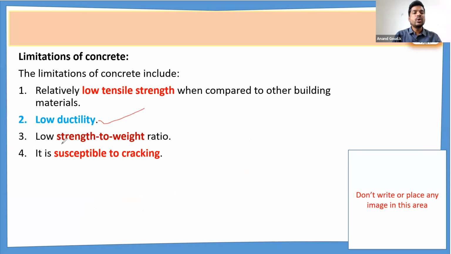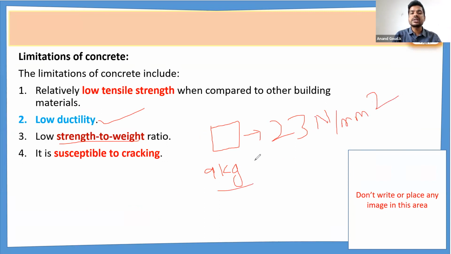And next one, low strength to weight ratio. So compared to other materials, suppose I have manufactured one cube which is having 9 kgs of weight. Just approximately assume it as 9 kgs. And if you compare the strength of this particular 9 kg cube, then it will be around 23 Newton per mm square. Just assume it as 23 Newton per mm square. So for 9 kg concrete, you are getting 23 Newton per mm square strength.